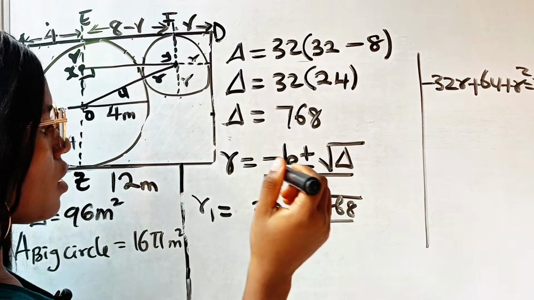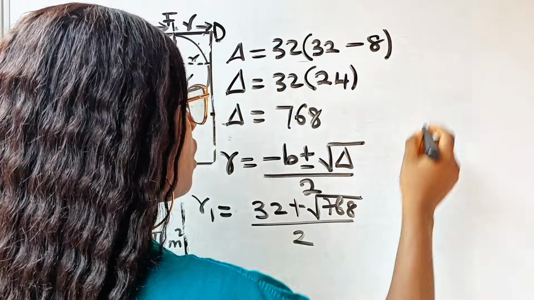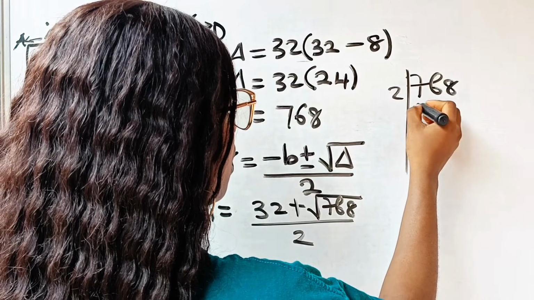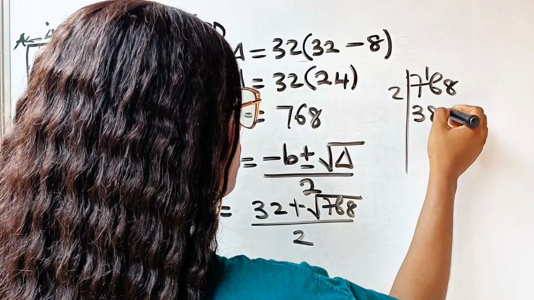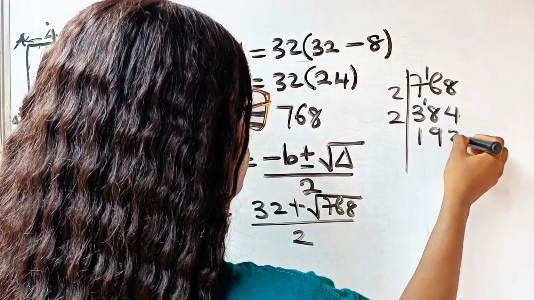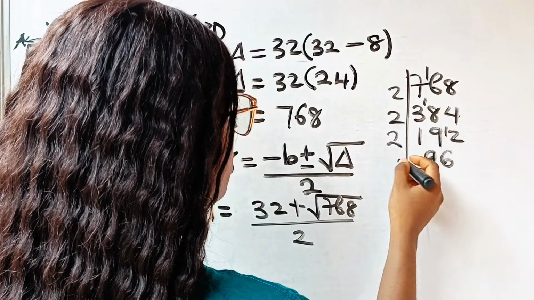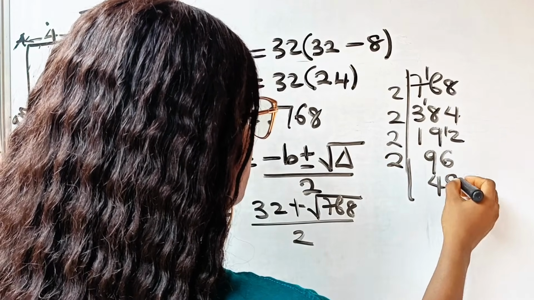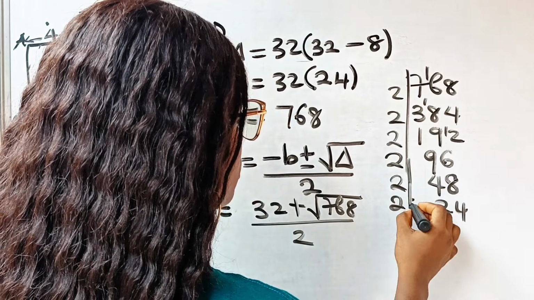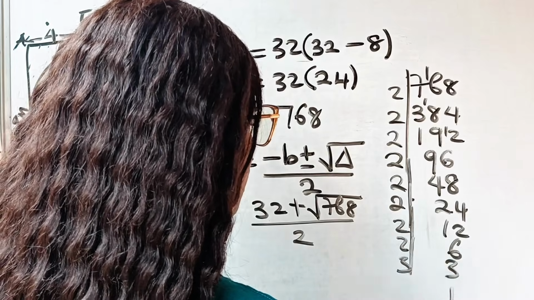Okay, so let's go ahead and do that. If I have 768, I will first divide by 2 to get 384. Divide by 2 again to get 192. Divide by 2 to get 96, right? Divide by 2 to get 48. Divide by 2 to get 24. Divide by 2 to get 12. Divide by 2 to get 6. Divide by 2 to get 3. Divide by 3 to get 1.